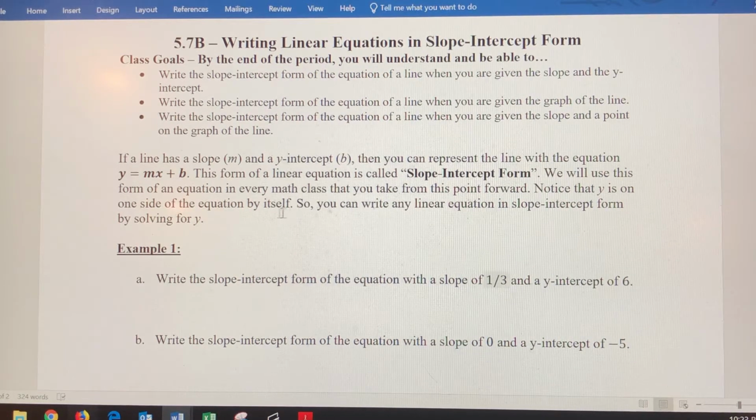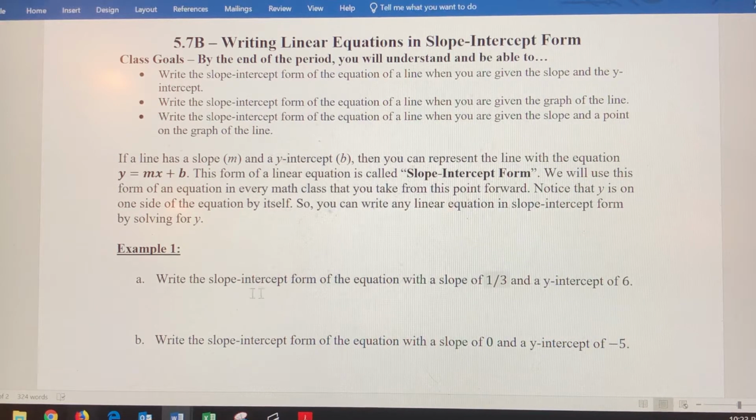Now, what I've typed here, and is going to be in your notes, is the importance of slope-intercept form. No matter what class you're in from this point forward, you're going to deal with some linear equations that are going to have to be in slope-intercept form, whether it's geometry, algebra 2, whatever. So the importance of slope-intercept form can't be overstated.